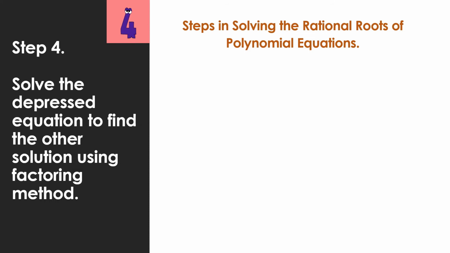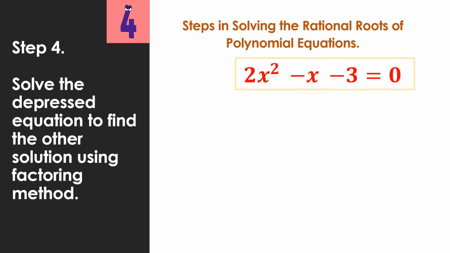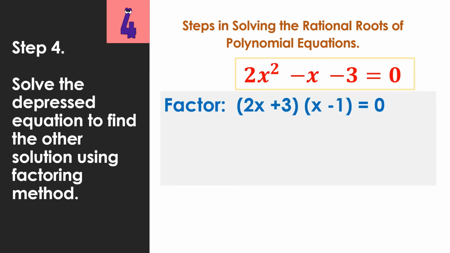Now, let's have step number 4. Solve the depressed equation to find the other solution using the factoring method. 2x squared minus x minus 3 equals 0 is the given depressed equation. Since it is now a quadratic equation, we can do the factoring.